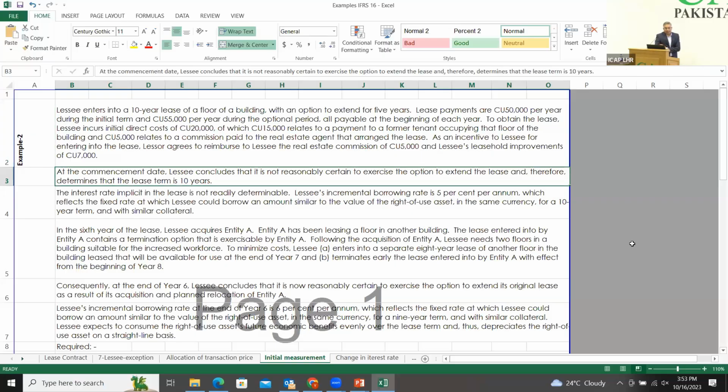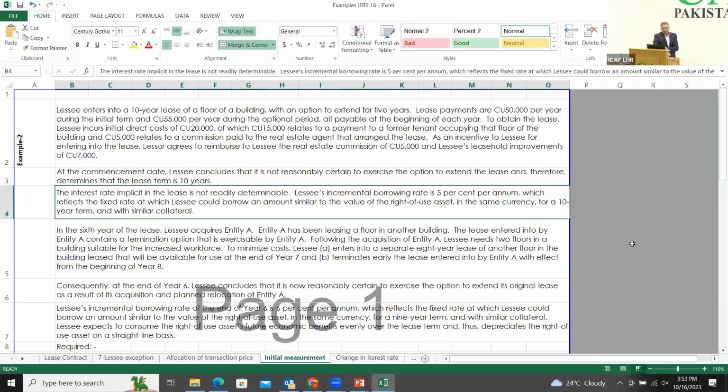At the commencement date, the lessee concludes that it is not reasonably certain to exercise the option to extend the lease, and therefore determines that the lease is 10 years. So there is an optional period, but we will not be considering it. Okay, then information is given that only the lessee's incremental borrowing rate is available, which is 5%.